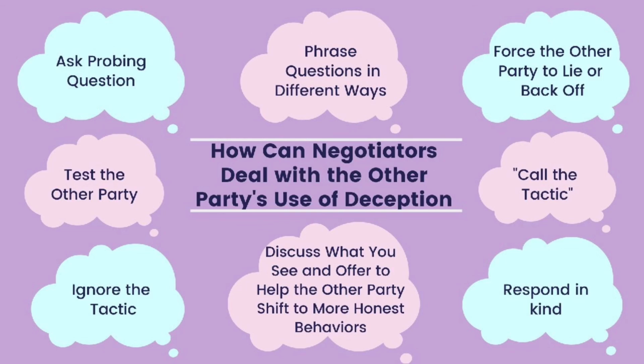After that is test the other party. For example, you are not sure what kind of person the other party is. So you can ask the other party a question to which you already know the answer. If you get a lie as an answer, then you have learned something important about the other party and his or her trustworthiness.